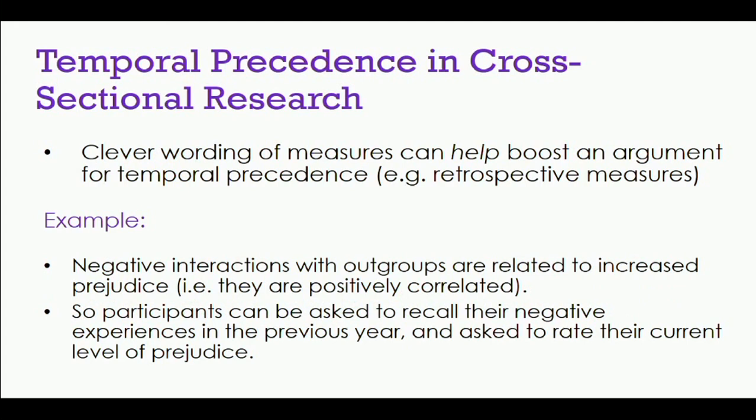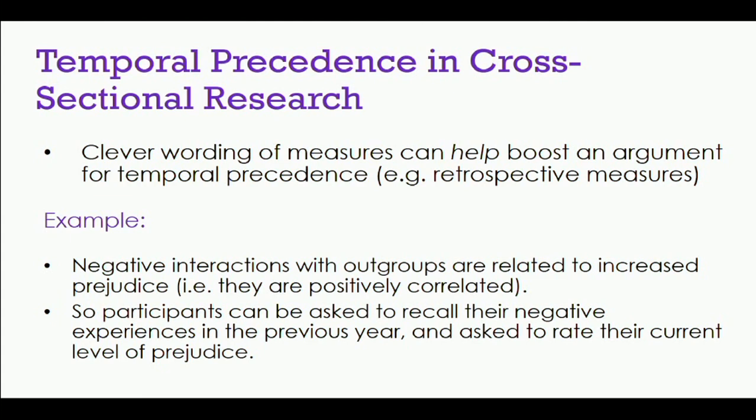One thing you can do, though, is use very clever wording to help boost an argument for temporal precedence. One way would be to use retrospective measures. So I ask you a scale or a questionnaire asking about events in the recent past, or perhaps even the distant past, and we see whether they correlate with your current attitude or your current behaviour.